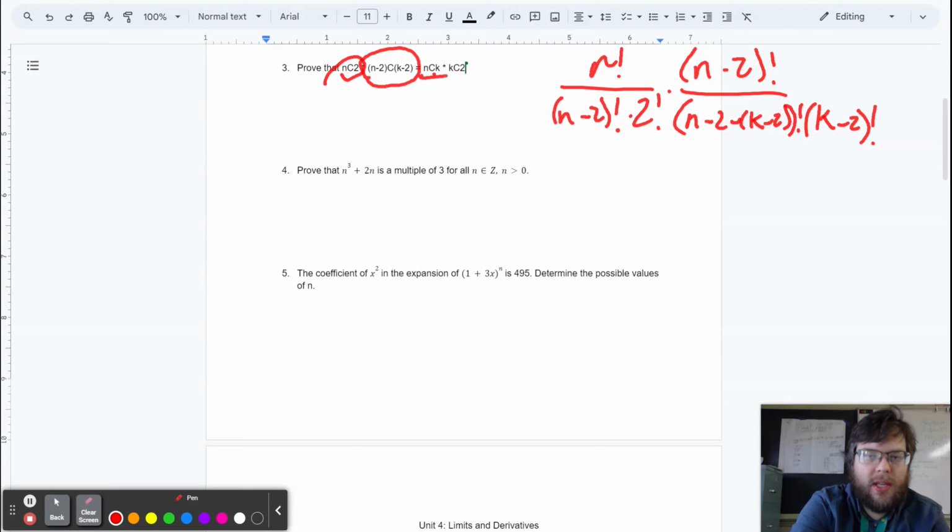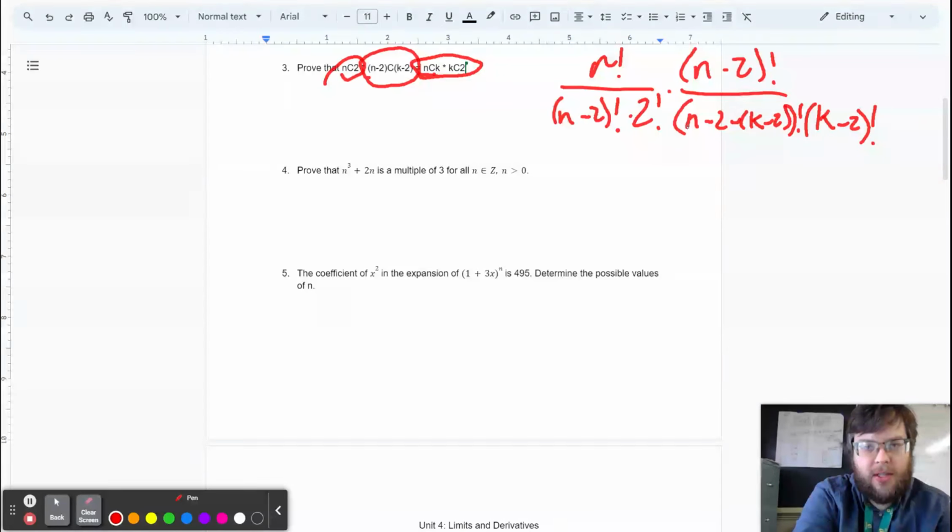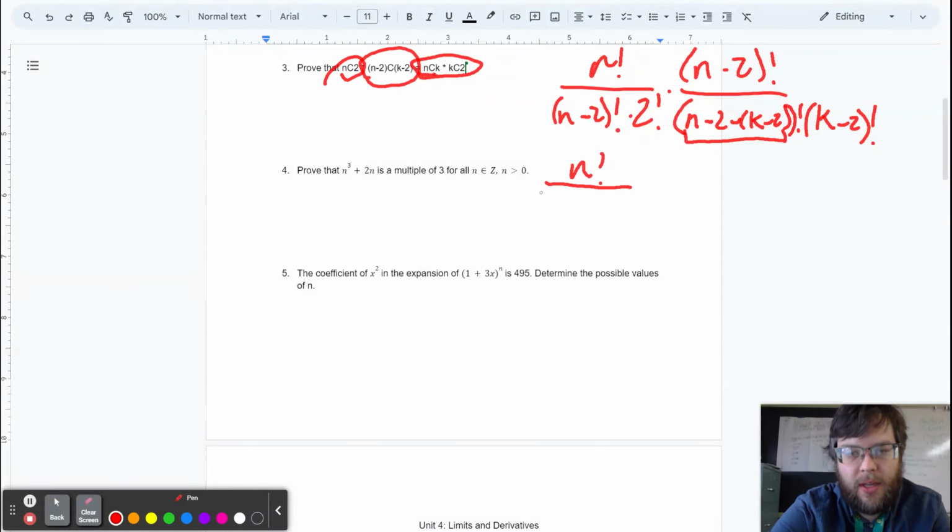And my goal is to get n choose k and k choose 2. So the first thing I'm going to do is deal with this nasty thing here, distributing the negative. So copy the first piece down again.